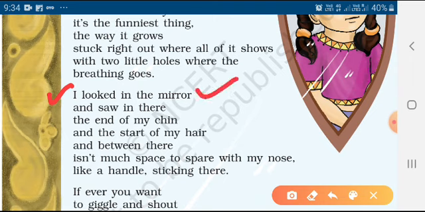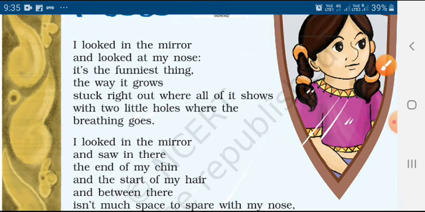लड़की दोबारा मिरर में अपना चेहरा देखती है, और वहाँ पर देखती है कि the end of my chin, जहाँ पर उसकी ठुड्डी एक तरीके से समाप्त हो जाती है. कहती है कि and the start of my hair, वहीं से मेरे बाल शुरू हो जाते हैं. And between there, और इन दोनों के बीच, नोज और लिप्स के बीच, isn't much space to spare.